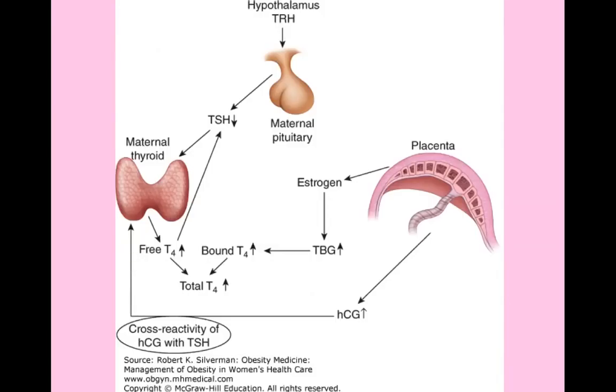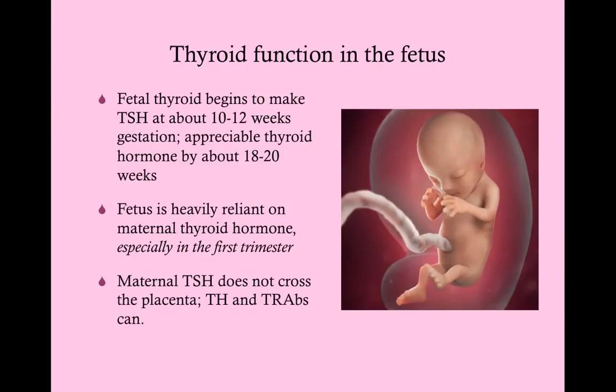Okay, so that is just that picture blown up here. So as far as the fetus goes, the first trimester, there's really no function. The baby has no thyroid function whatsoever. Around the beginning of the second trimester, end of the first trimester, the fetal pituitary begins to make TSH around 10 to 12 weeks gestation, and then the thyroid starts to put out thyroid hormone towards the end of the second trimester.